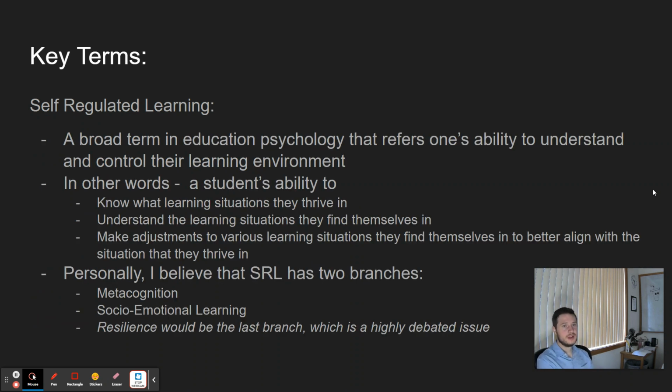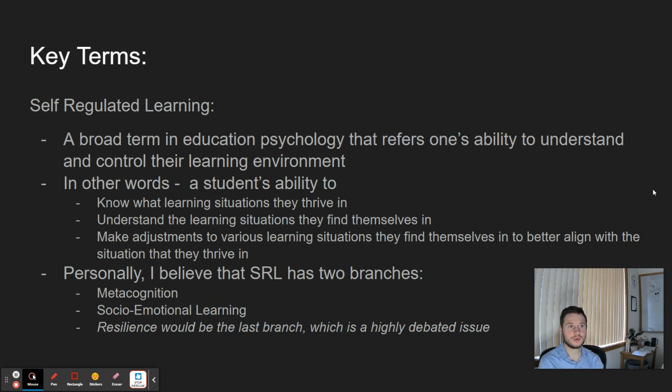Self-regulated learning is a broad term in education psychology that refers to one's ability to understand and control their learning environment. So when we talk about SRL, there's the teaching side, the teacher side, which is creating the conditions and repeatedly teaching behaviors and modeling instruction a certain way so that students are the ones in the driver's seat.